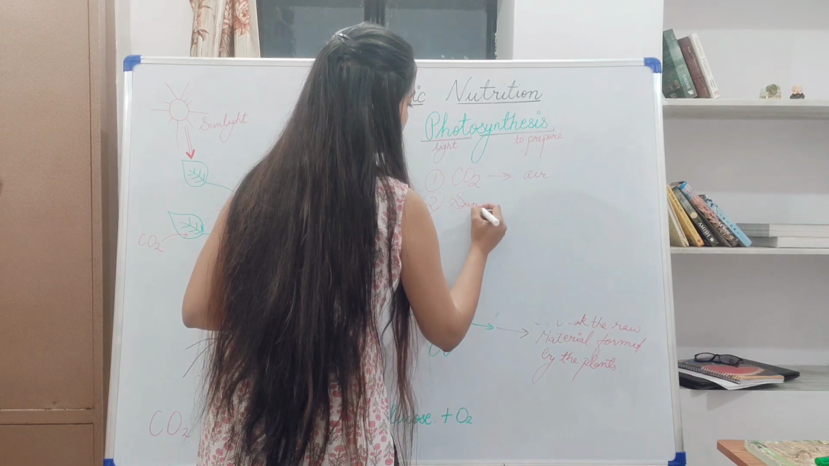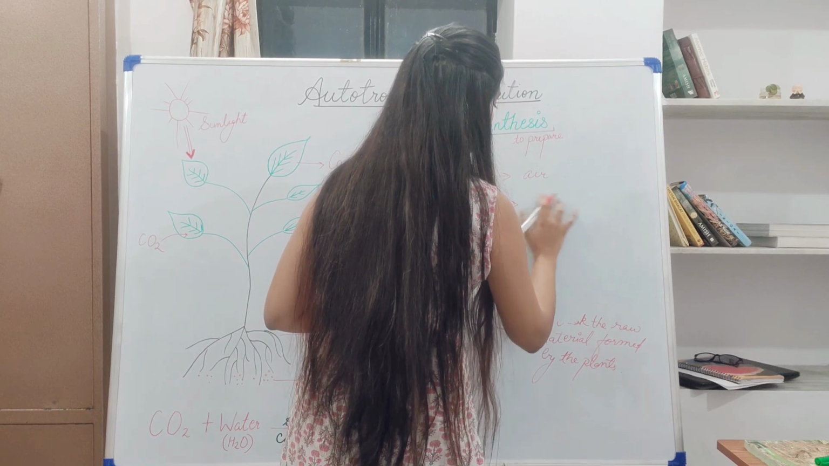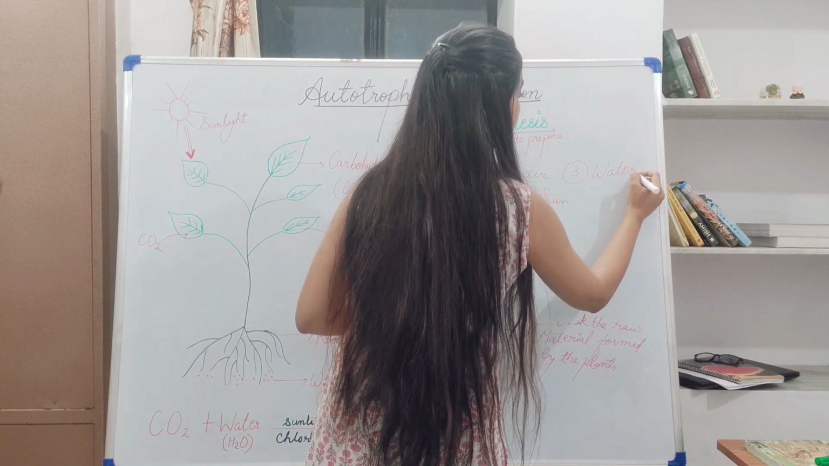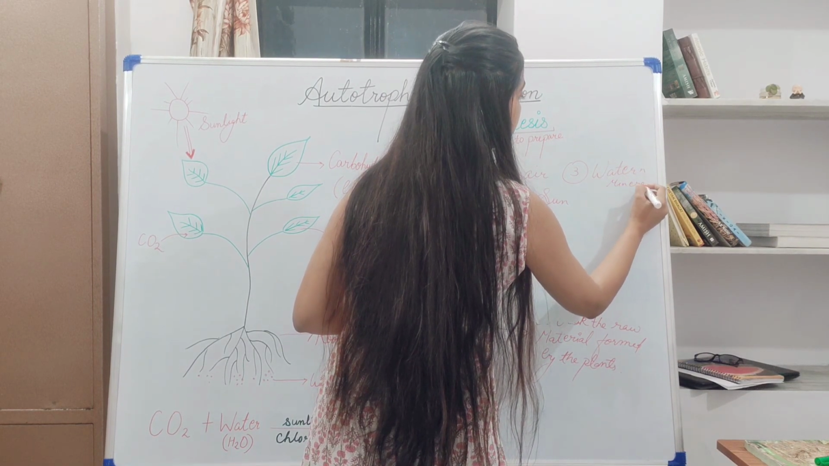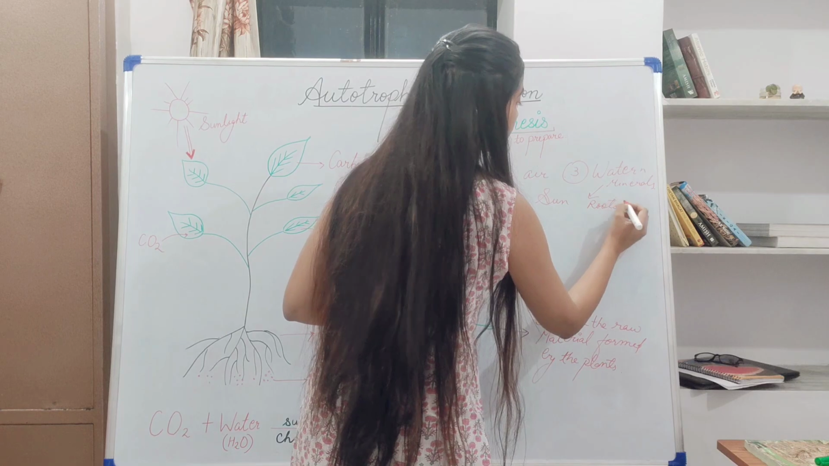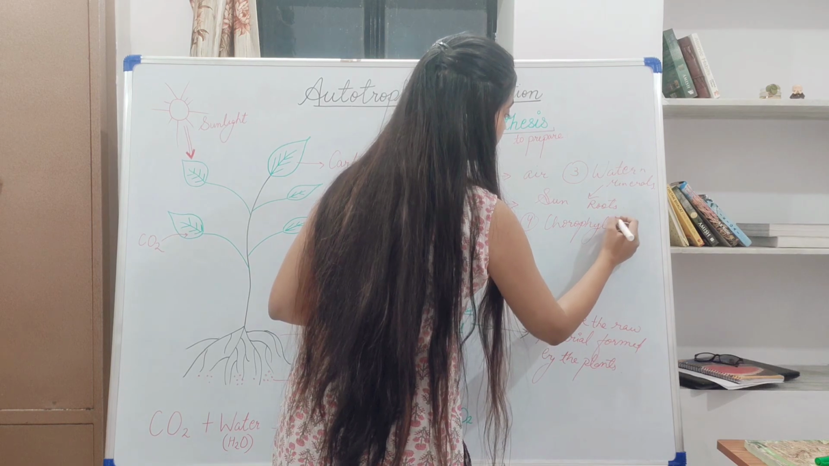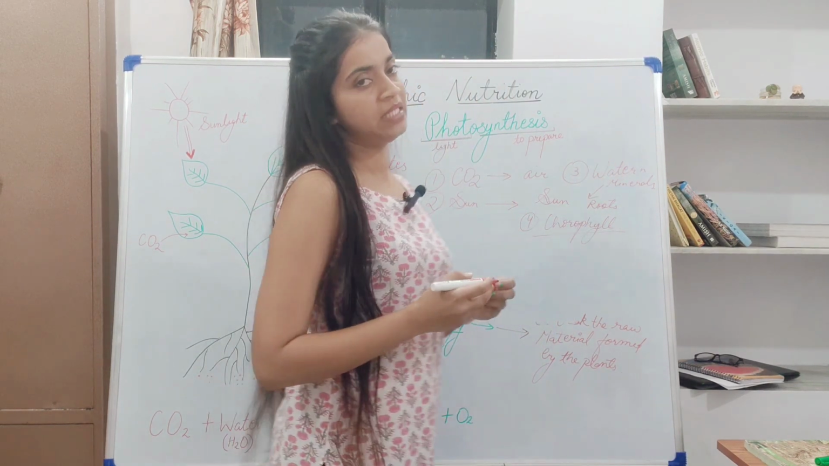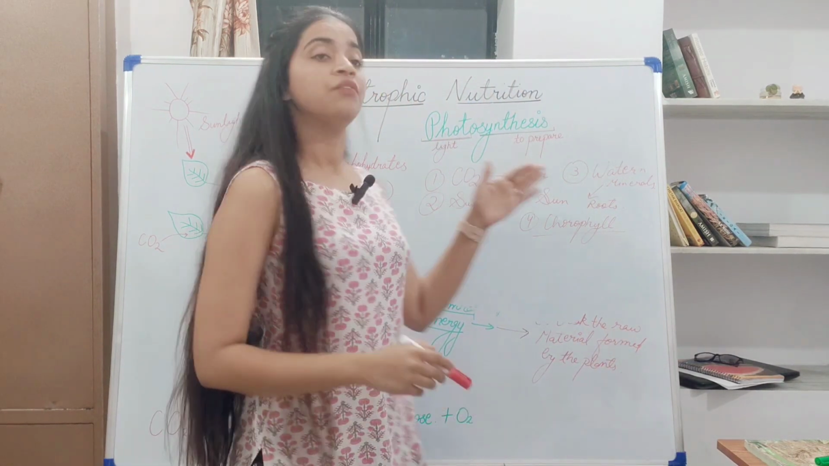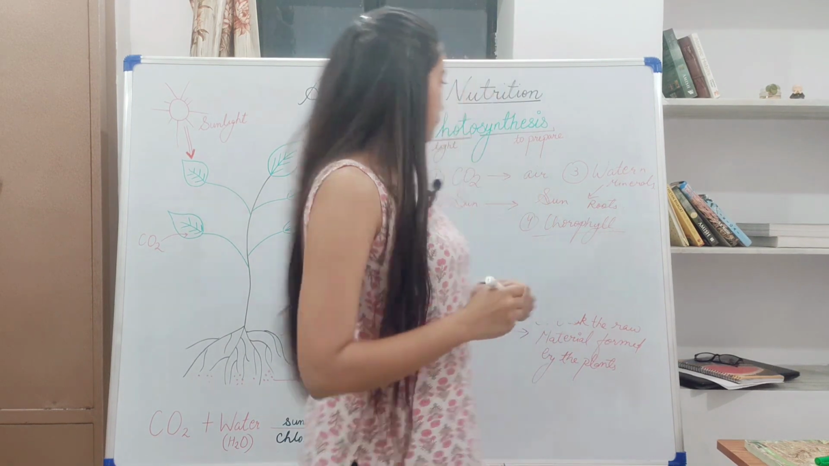Second, sunlight. Plants get the sunlight from the sun. And the third one is water and minerals. Plants get the water and minerals by the roots. And the fourth one is chlorophyll. So chlorophyll is itself present in the leaf of the plant. So these are the 4 raw materials which are needed in the process of photosynthesis. Now we'll discuss them.